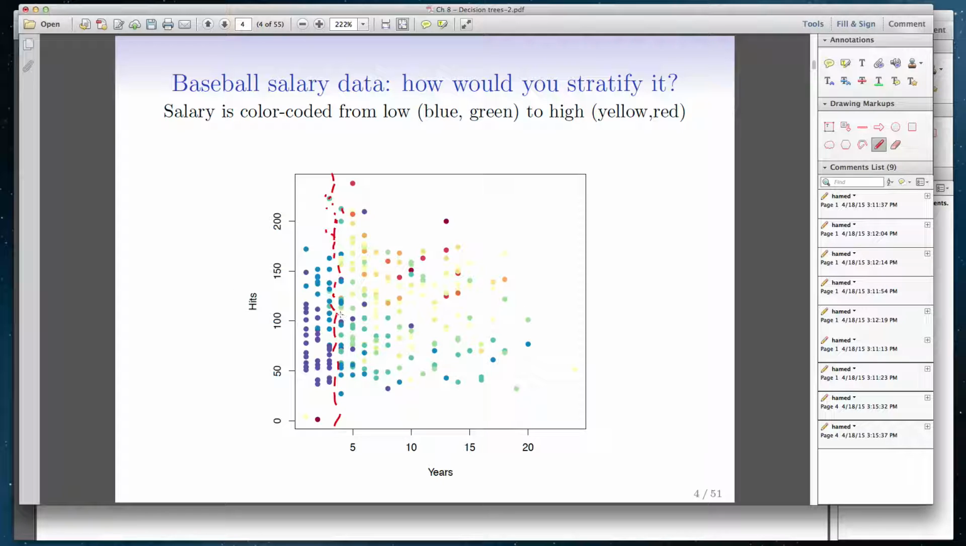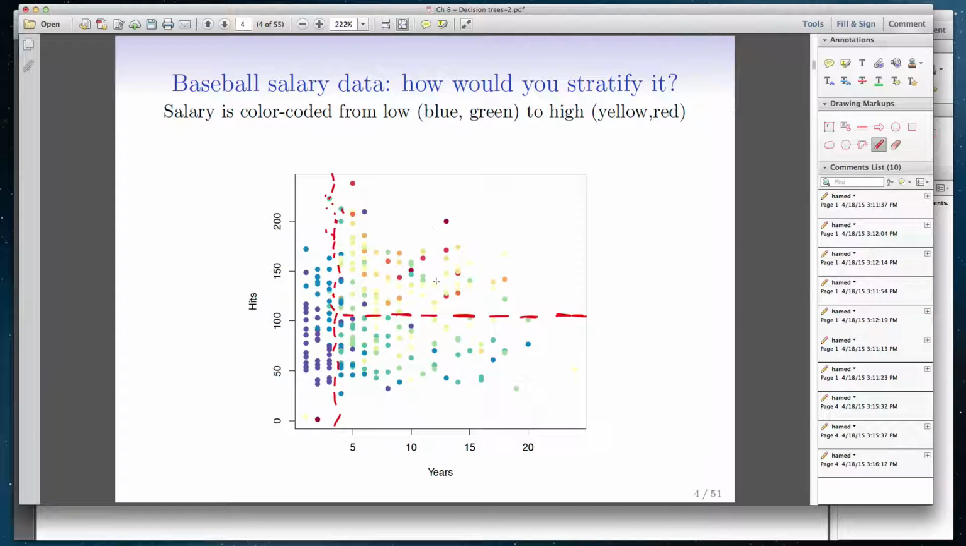So we can split this space further. Oh, this looks like a good straight line now. Okay, we can say that before 5 years of experience, it doesn't matter how many hits you had, your income is low. After that, it depends on how many hits you have.